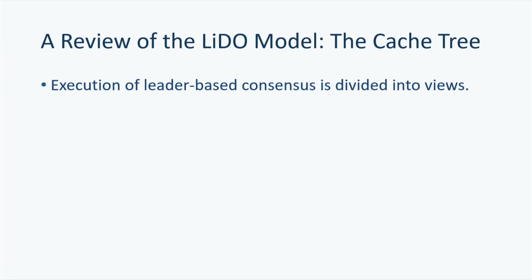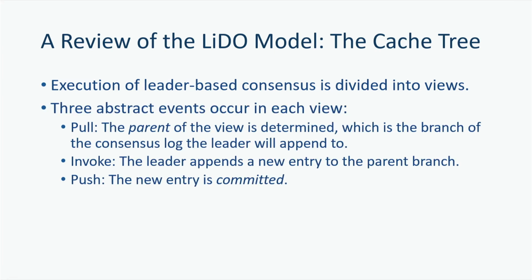The idea of the cache tree is that in leader-based consensus protocols, we can divide the system execution into views. And in each view, we postulate that the system has to progress through three abstract events, which we call pull, invoke, and push. Intuitively, what you do in each view is to append a single entry to the consensus log. But before you can append the entry, you have to first determine where to append your entry.